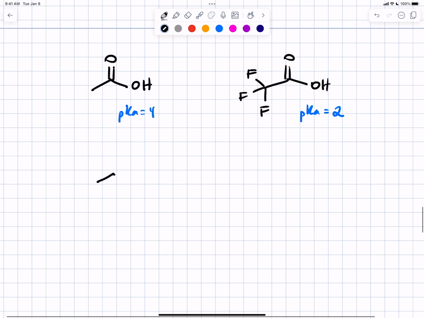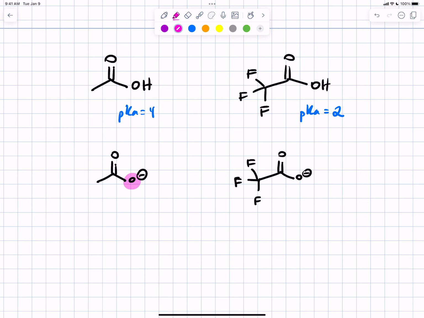Now, if we look at the conjugate base, the negative charge in each conjugate base is held on the same kind of atom. And though I'm not going to draw the resonance structure, I'll use pink highlighting to indicate that both are resonance stabilized. The negative charge on both conjugate bases can be delocalized onto the other oxygen. So what's the difference here?